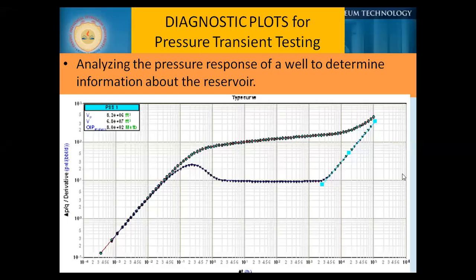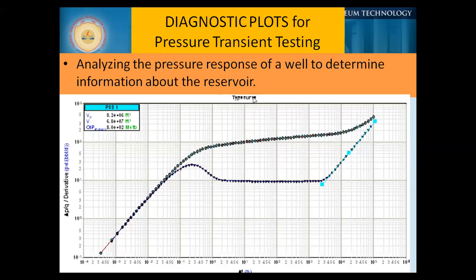Welcome you all to this diagnostic plot. The diagnostic plot is really important for understanding the features inside our reservoir, analyzing the pressure response of a well to determine information about the reservoir.